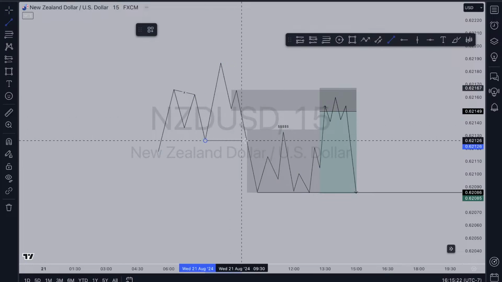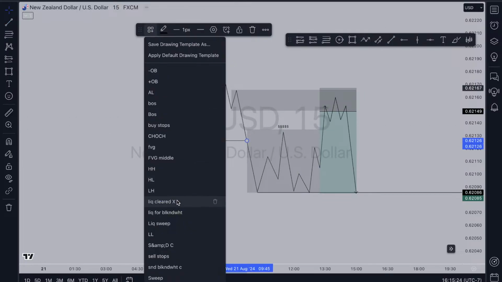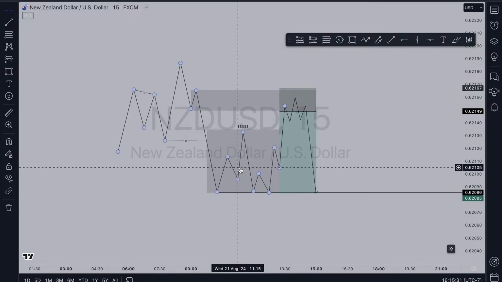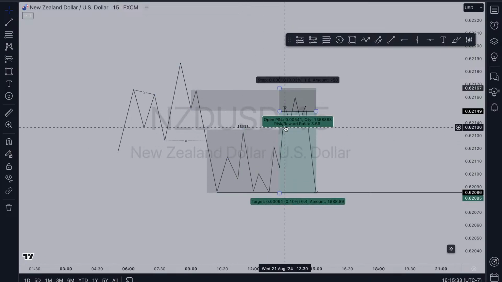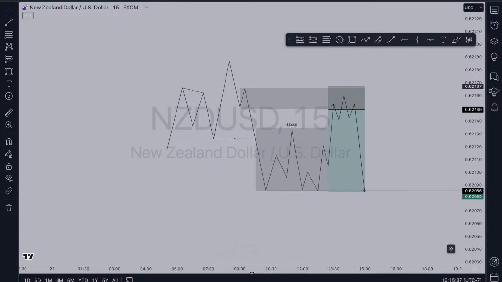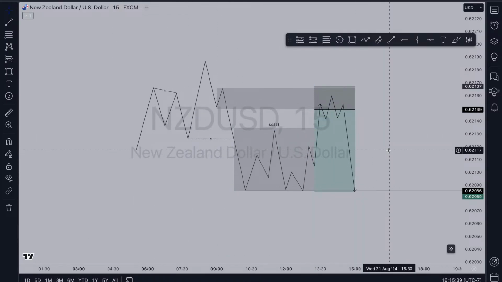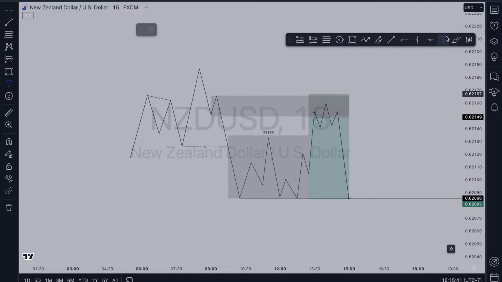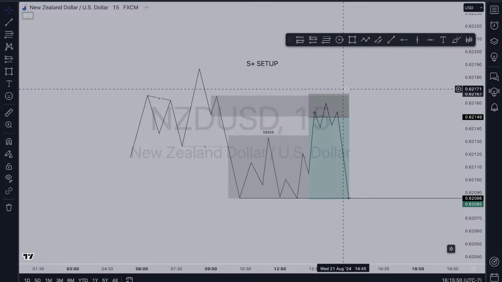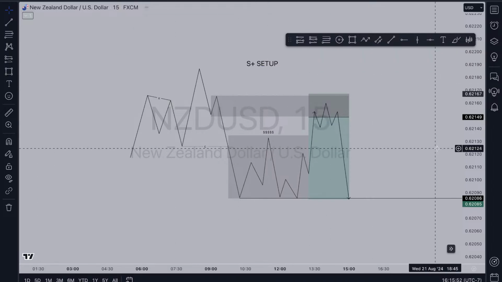Now, right after changing character, boom, we form the Asia session range. Now, the Asia range is our draw on liquidity. So now the high got swept, tapped into our supply. All we do is target the low of Asia now. This is the setup. This is the money maker. This is the S plus setup right here. I'm going to write it in huge letters because it is an S plus setup. This really is. Every time I've taken this, it has played out.